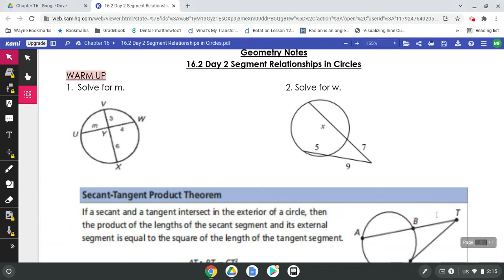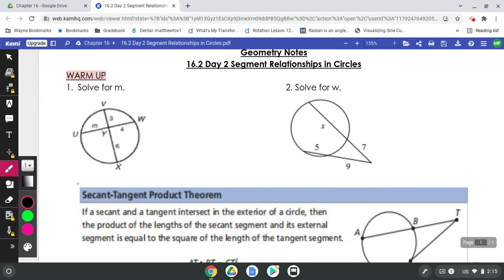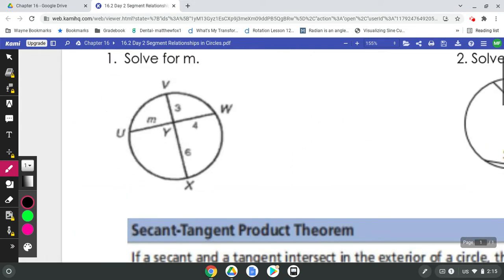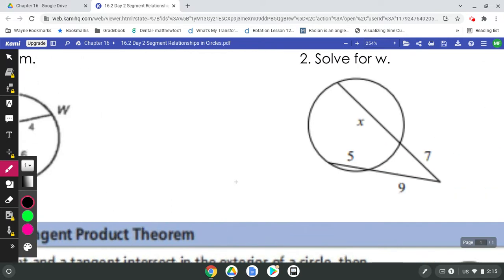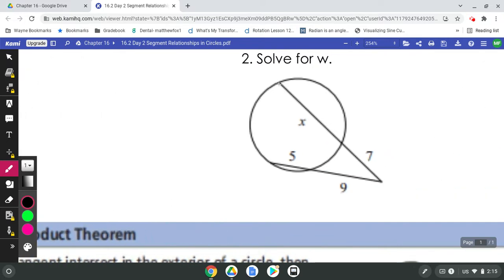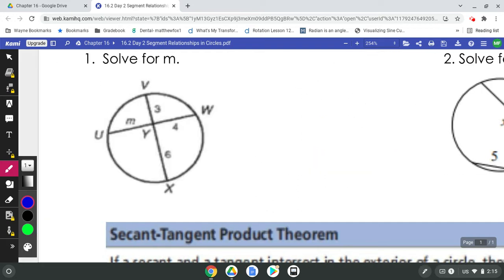Today we're going to start off with a little review of what we did yesterday. Yesterday, you recall, we had chords and secants. If we look at these two examples, the first example is two chords that intersect, UW and VX. The second example is two secants, and they intersect on the exterior. The biggest difference is that a chord stays inside the circle, whereas secants go to the outside of the circle. They cut through at two places. Okay, so we'll start off with this first one.